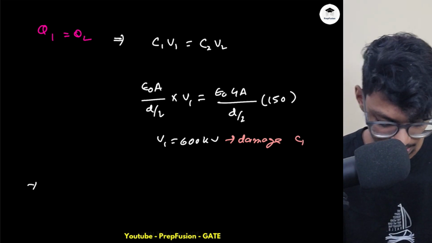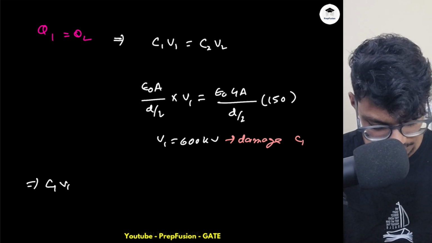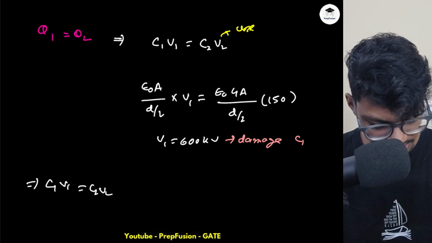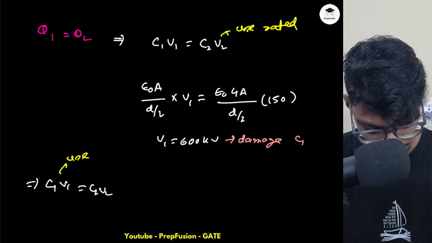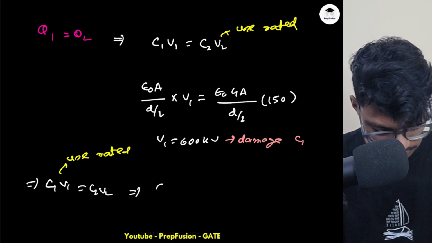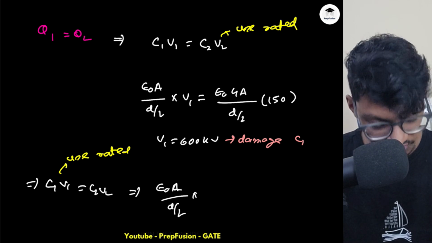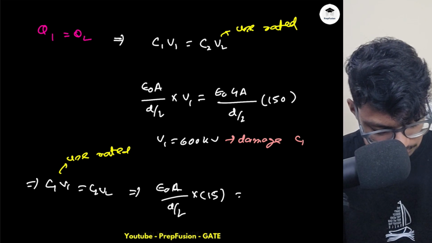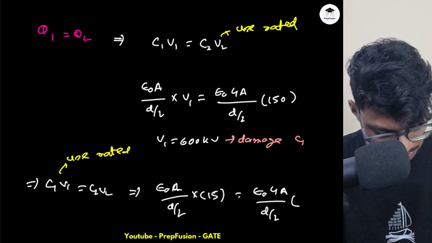Again, I will go back, and that's why you need to do a cross check a bit. Again, you need to use the same formula, C1 V1 equals C2 V2. Now first I use this as rated, and now I will use this as rated. Okay, two times I will do. So now if I do the same thing, epsilon naught A divided by D by 2 into V1, I will use V1 as rated, so I will apply maximum 15 kilovolts on it. This will be equal to epsilon naught 4A divided by D by 2 into V2.